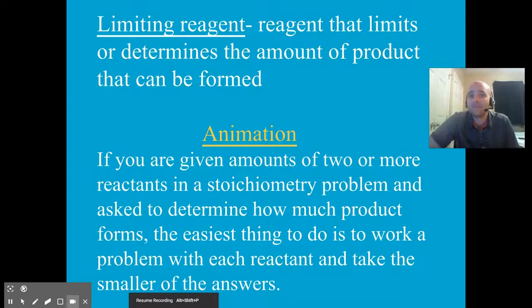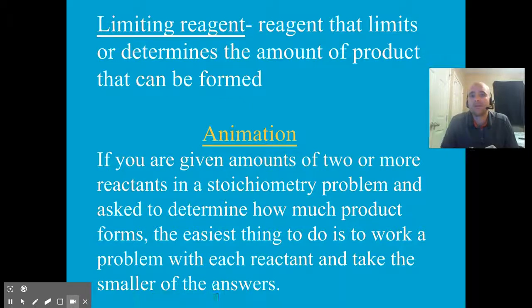Notice that I said limiting reactants. This definition right here says limiting reagent. Those two can be used interchangeably. It is a reagent or reactant that limits the amount of product that can be formed.